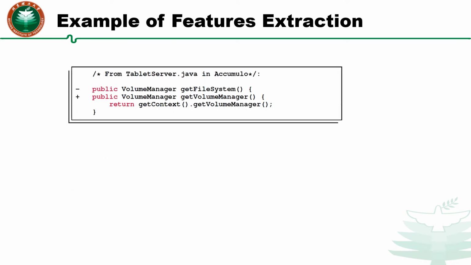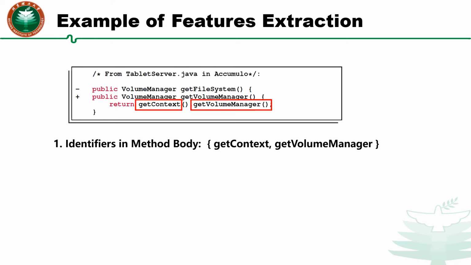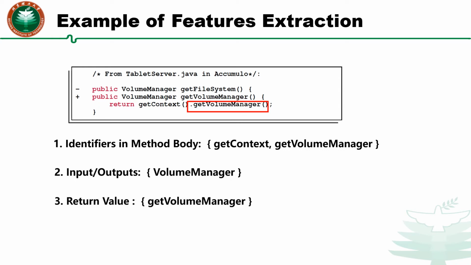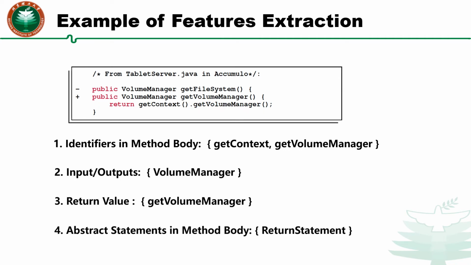This is an example of four features as far as this method is concerned. The feature identifiers in method body is just two method invocations in the method body, and the input and outputs is volume manager, which is the return type of this method, and the feature return value is just get volume manager, and the last one is just the node type of the statement in the abstract syntax tree, which is return statement.